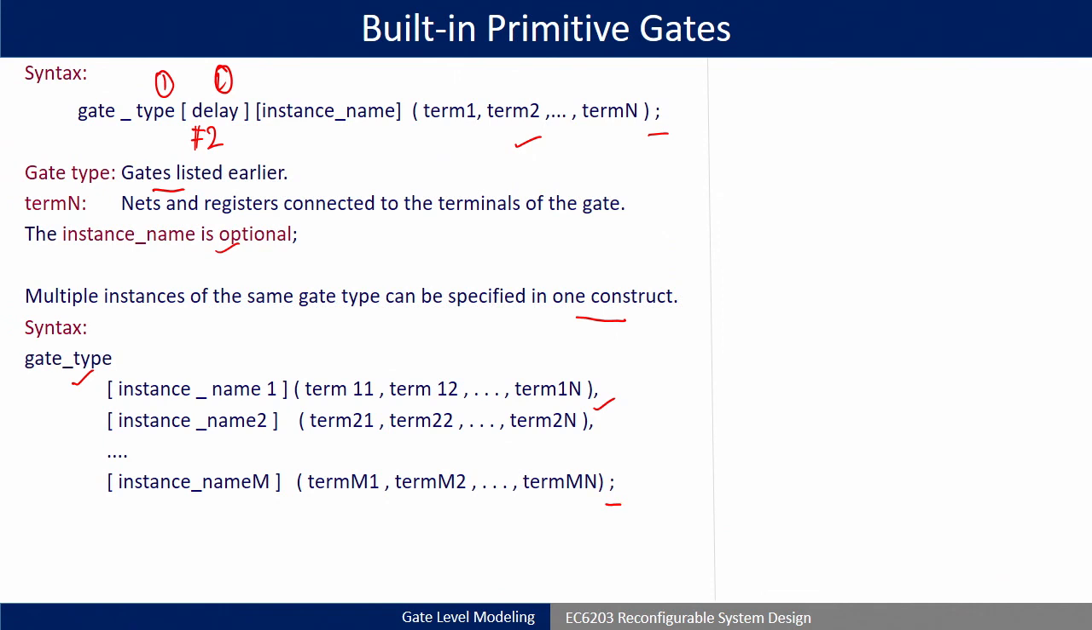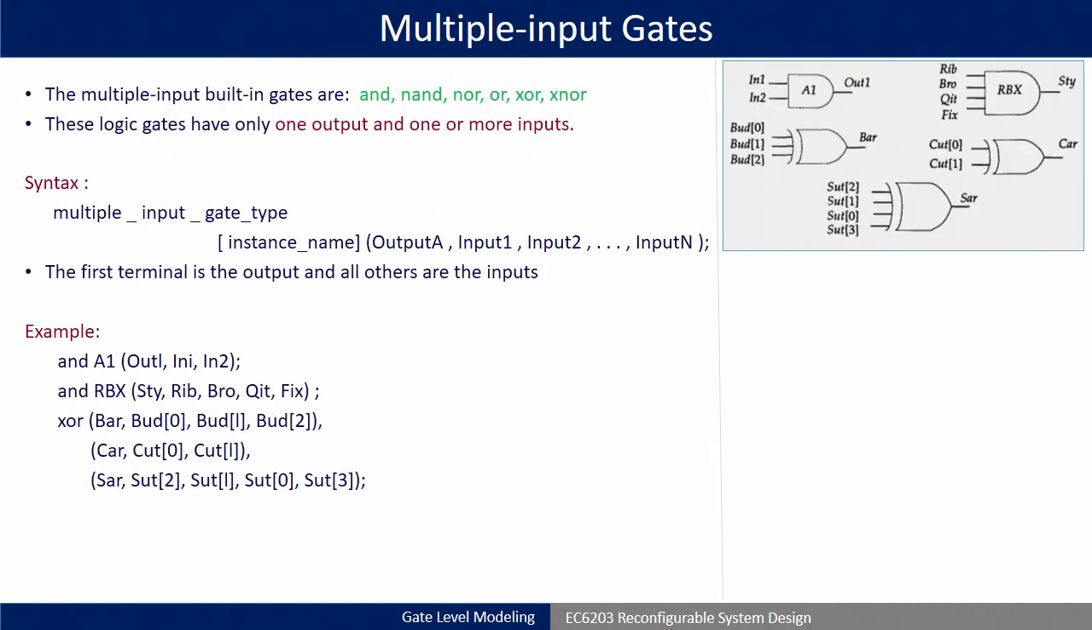Okay. Now coming to multiple input gates. As the name indicates, they will always have multiple inputs, there is no restriction on the number of inputs, it is always one or more than one. Okay. But one output is fixed, with one or more inputs. Okay. So, AND, NAND, NOR, OR, XOR and XNOR, these 6 only are supported under this category. Okay.